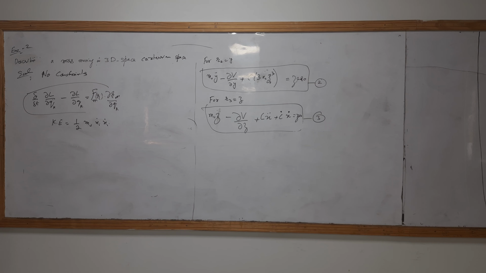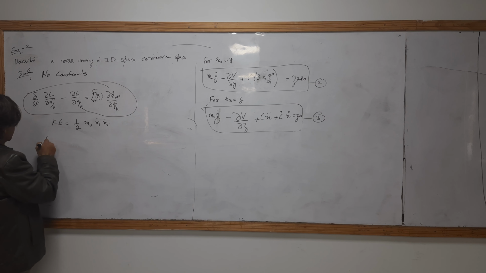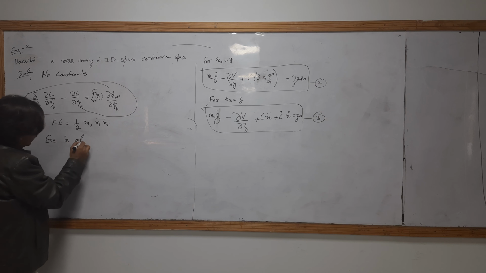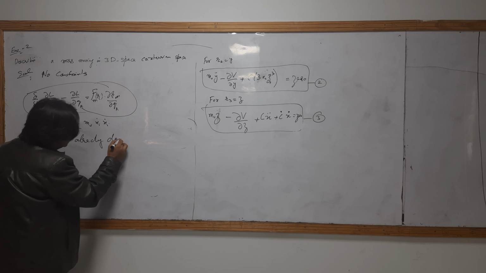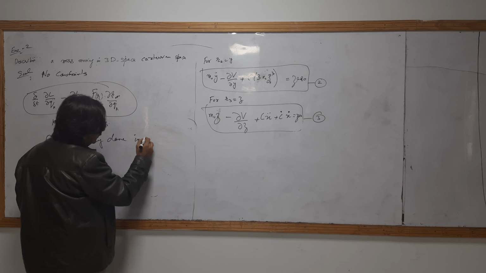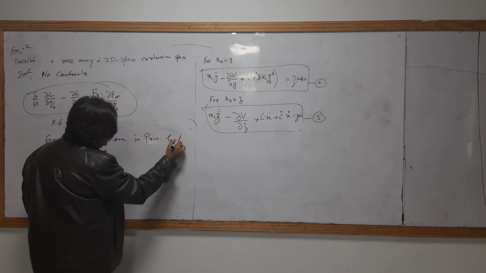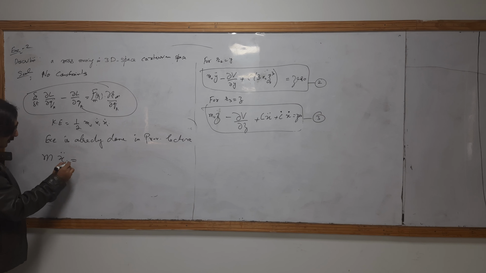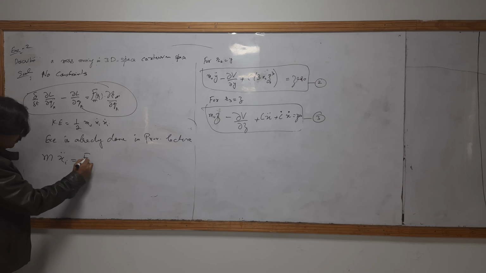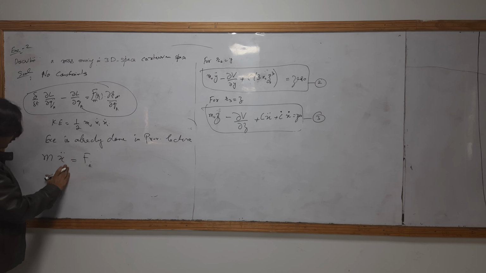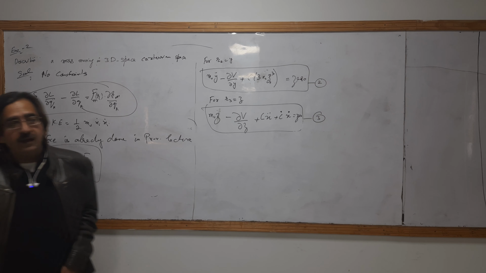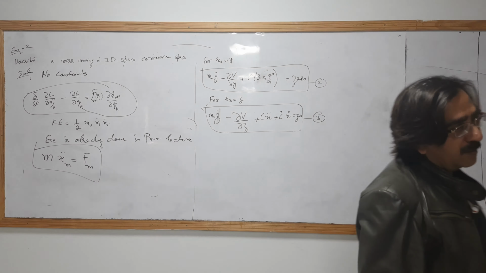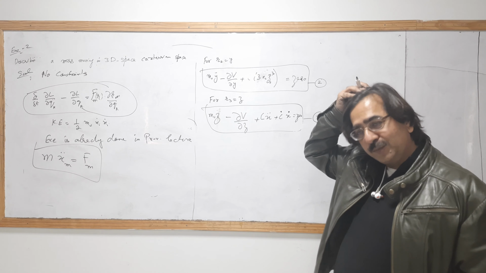I think this equation will be applied, and this exercise was already done in the previous lecture. You know that the result was m xi double dot equals fm. I have already proved that in the previous exercise. If you have forgotten, you may go to the YouTube channel lecture.